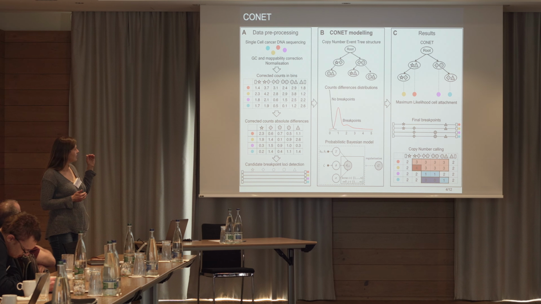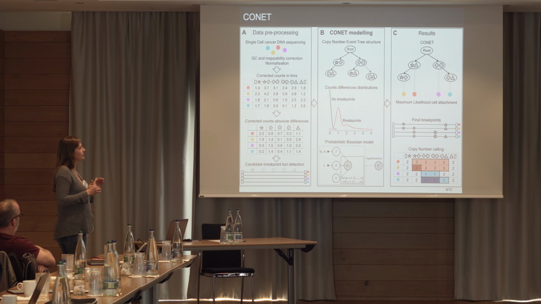The second part of the model are the model parameters. So these are those two distributions that I have described before. The corrected count absolute differences distribution, one for when our model is telling us that there is no breakpoint. This is the black distribution, and the red one when we expect a breakpoint. And we use those distributions to calculate the likelihood of our CONET. And at the bottom, you can see the summary of our probabilistic Bayesian model, where we use the differences to calculate the likelihood, but we also use the per-bin data in the form of corrected counts for regularization.